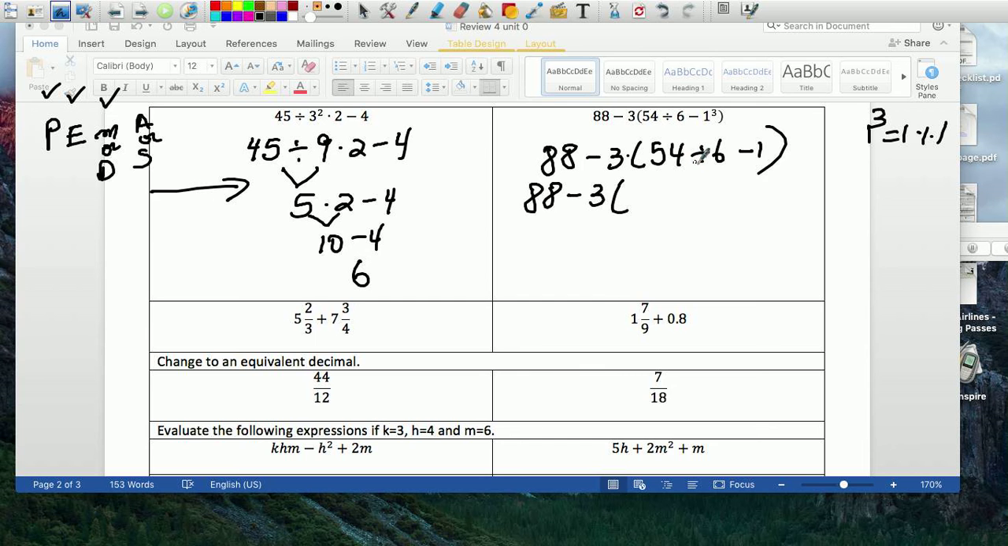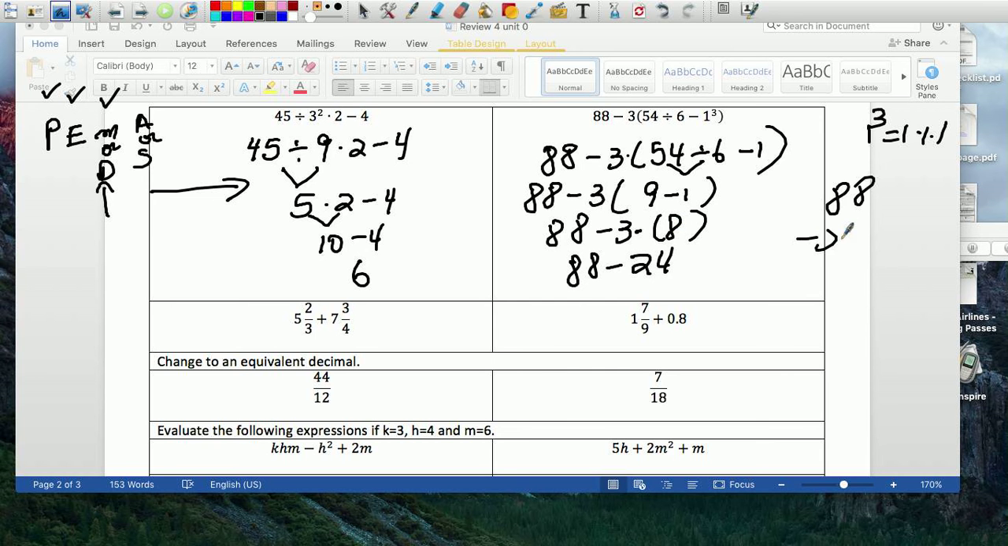So what do we do first? Division or subtraction? It's division, right? Because again, addition or subtraction is the last thing you always do. 54 divided by 6 is 9 minus 1. 88 minus 3 times, what's 9 minus 1? 8. Now we have a subtraction or multiplication. Again, we can't do any addition or subtraction until we finish this. So 88 stays, the minus stays, and what's 3 times 8? 24. Now I can do the subtraction, and 88 minus 24 is 64. Final answer, 64.